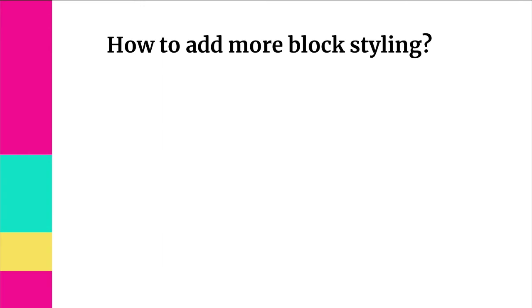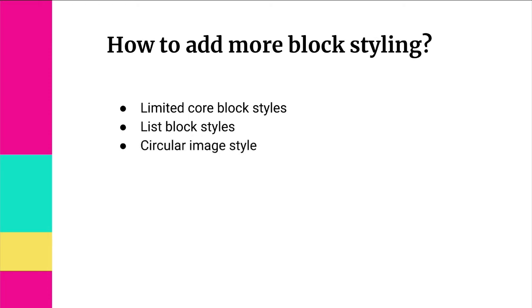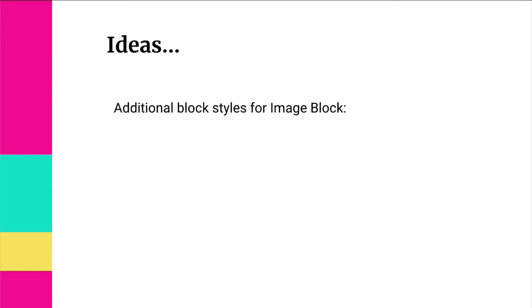When it comes to block styling, the first problem is how to add more block styling. You would probably notice that there are very limited styles available on core blocks, especially for image and list blocks. I had the same experience when I wanted to display a circular image. With that, I've started to think of the best way to solve this problem, and the best action is to provide additional image styling using core block styles component.